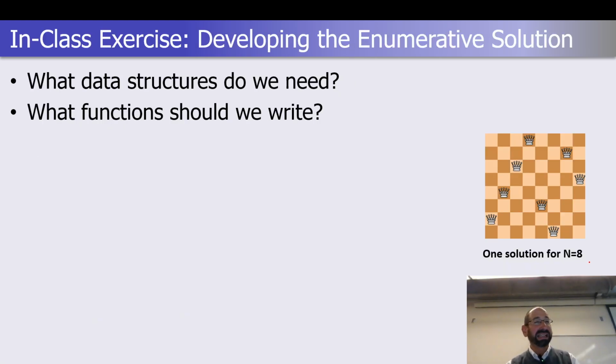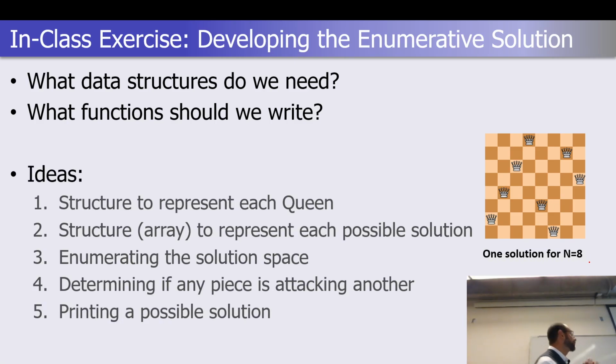I had it as an in-class exercise to develop the enumerative solution. It's actually a little tricky, and it doesn't lead to good performance, a solution that we can actually get to finish by the time we are done. But some of the data structures and functions we may want to write can be applied towards the backtracking solution. We're going to want some data structure to represent each queen. We're going to have probably just an array of n of those queen structures to represent the solution.